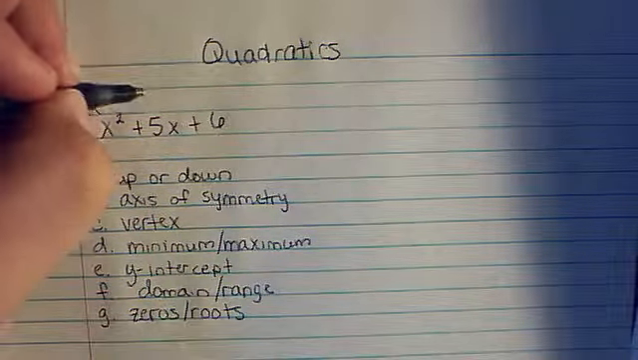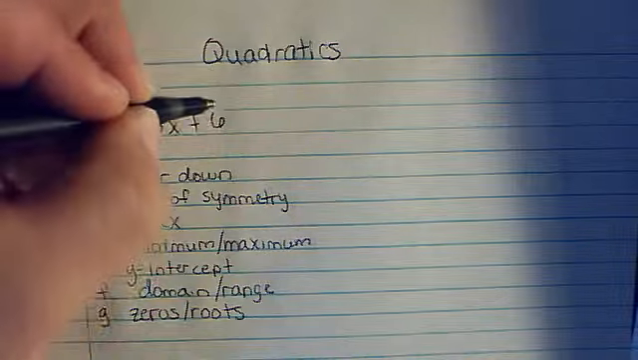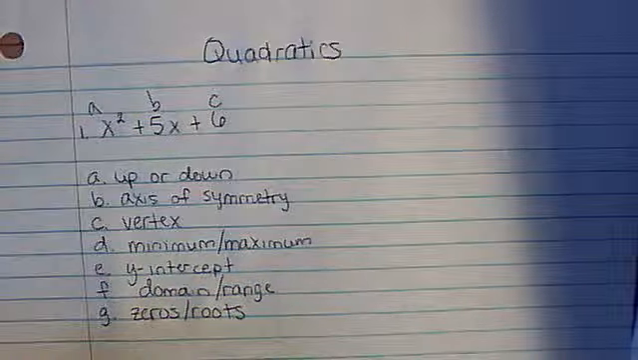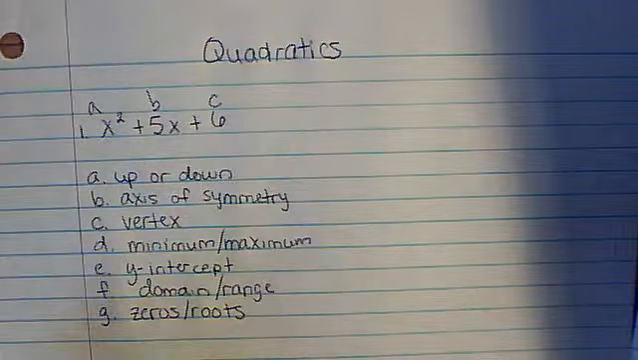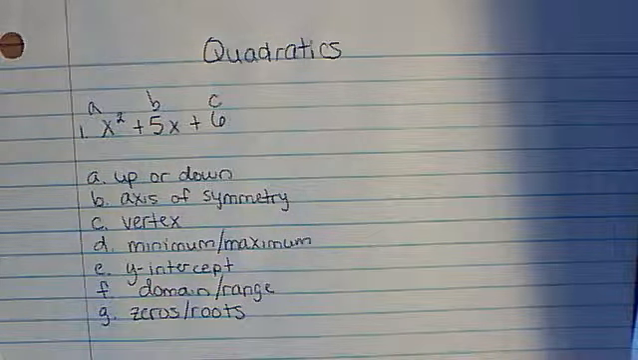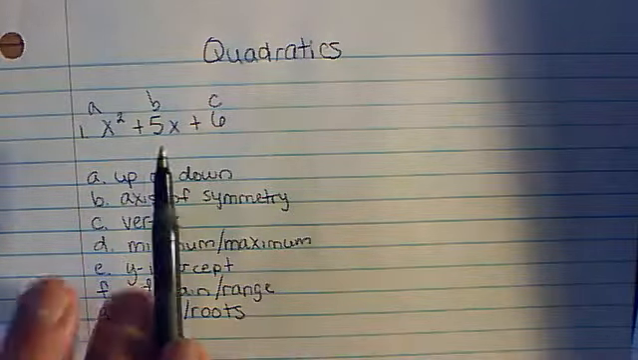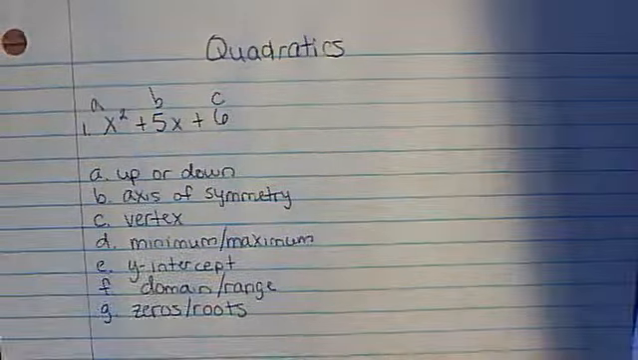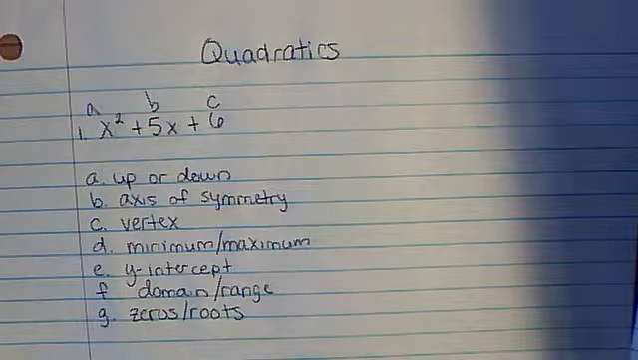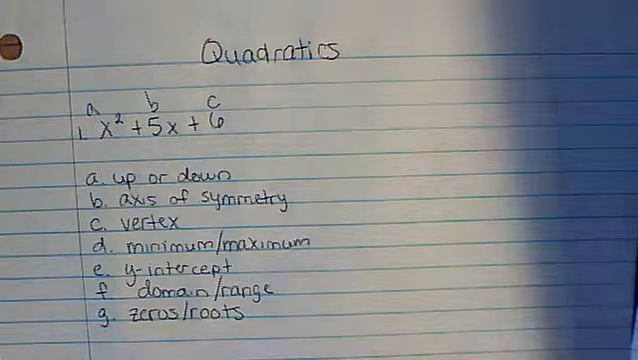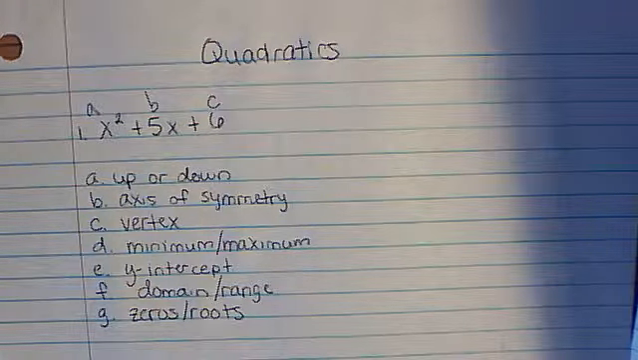But each number that's next to x squared will be considered my a value. The number next to x will be my b value. And the number that's by itself will be my c. Now, it can be in any order. It doesn't necessarily have to be a, b, and c. It could be mixed up. This could say 6 plus x squared plus 5x. And still my a value would be in front of x squared, my b value in front of 5x, and my c value at the end.